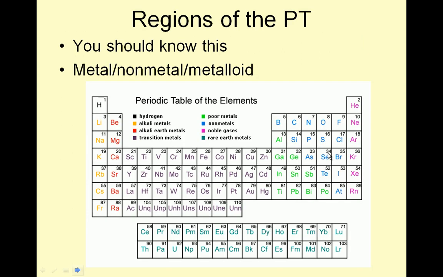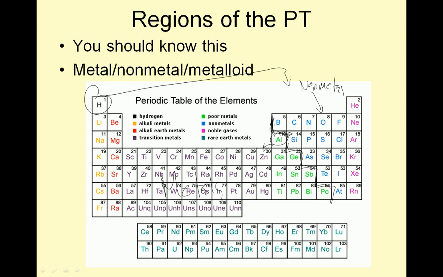Regions of the periodic table. You should know this. So here's a stair step. This side is the metals. Everything on the left-hand side is the metals. Everything on the right-hand side is the nonmetals. And you should know that hydrogen is a nonmetal, and aluminum is a metal.